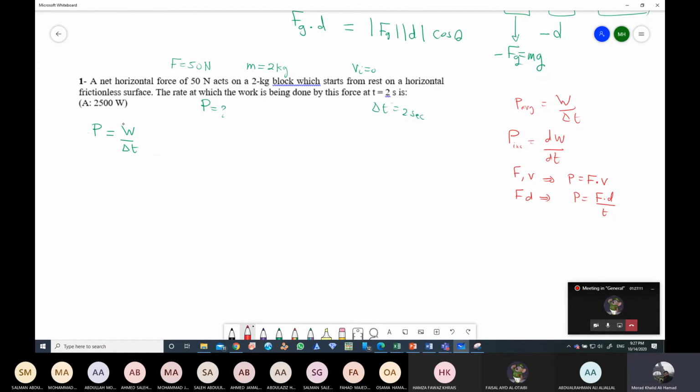Now, here we need to find W. So W is equal to F dot D. I have F but I don't have D. So what should I do? Who has an idea how to start with this question?